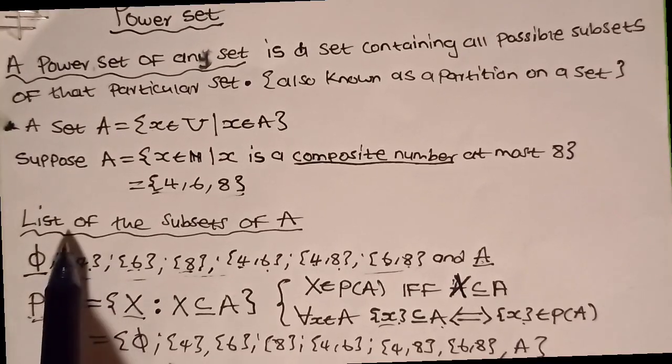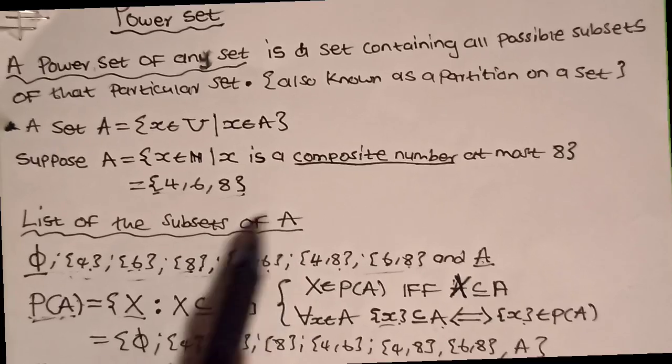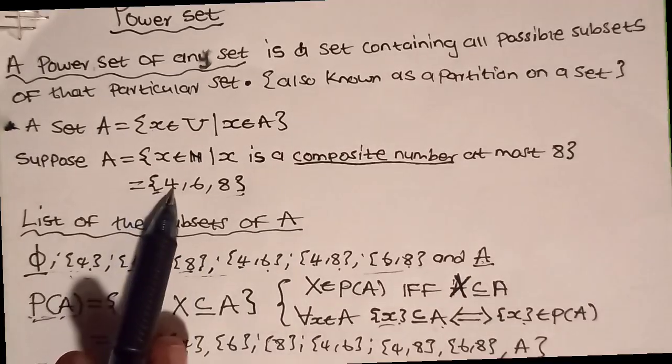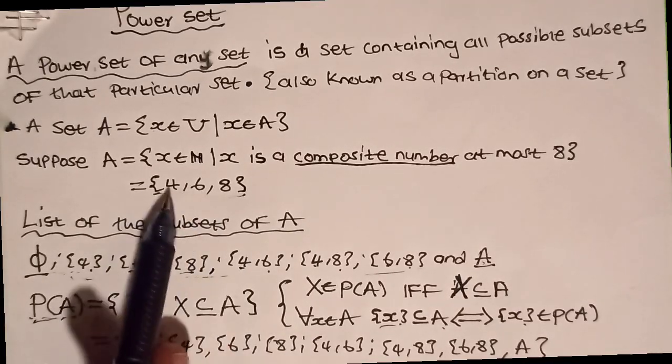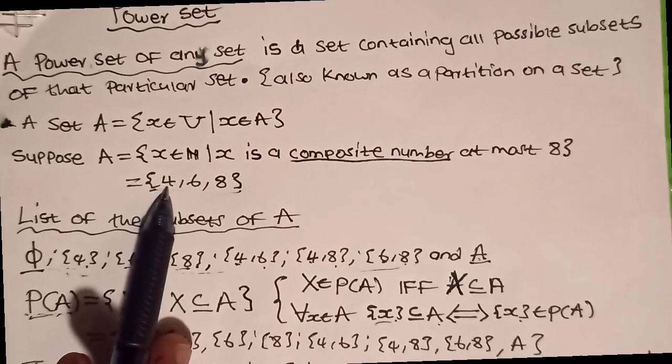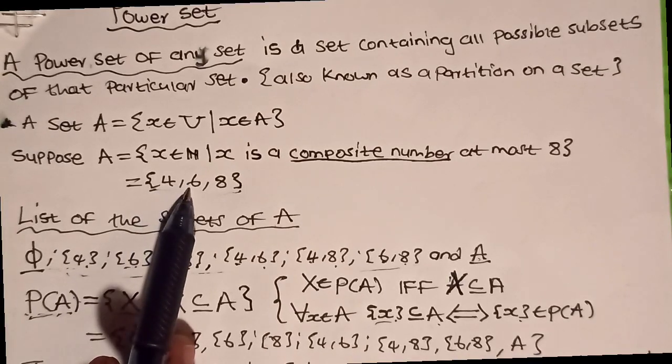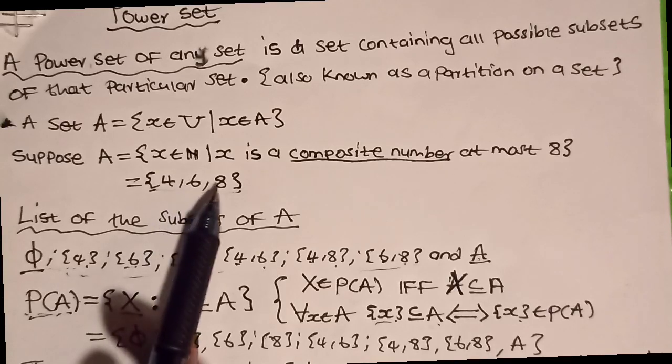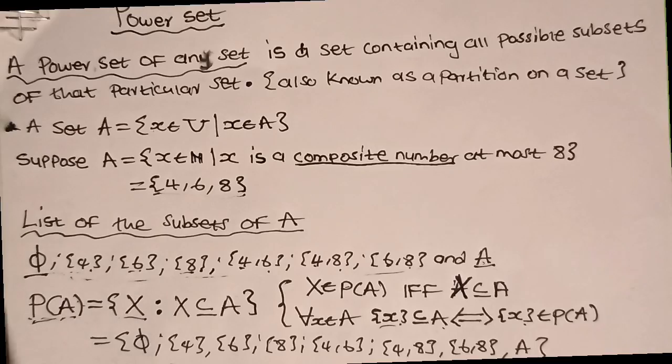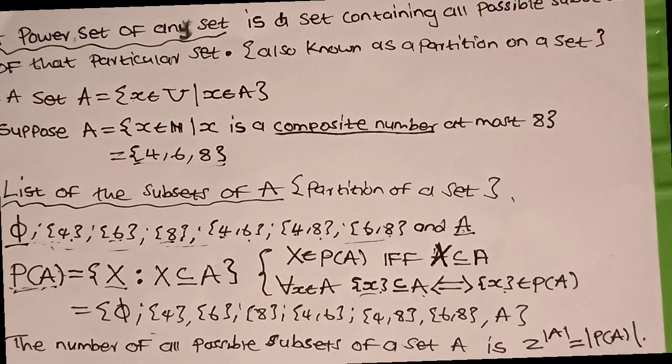So, the list of all subsets of A: since your set A is defined by 4, 6, and 8, because 4, remember, can be written as 2 times 2, and 6 can be written as 2 times 3, and 8 can be written as 4 times 2. So these are the subsets of this set. So they are also known as the partition of a set. So our focus is on the power set of A.